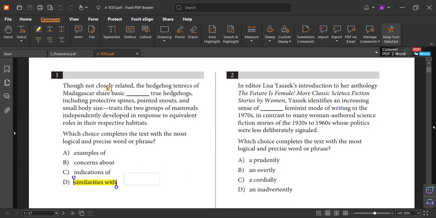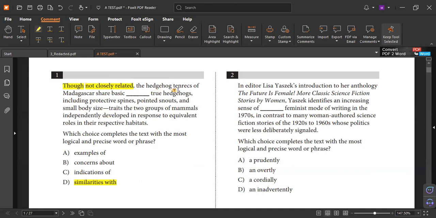Let's find any detail, any phrase, to use the style of writing to support. Number one, what kind of word is it? It's a noun. What does it describe? For example, "though not closely related." That means two things not related. And we have "though." So though not related, that means they are similar in something. This is the first evidence.